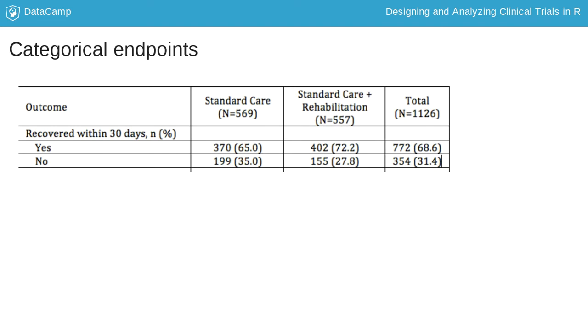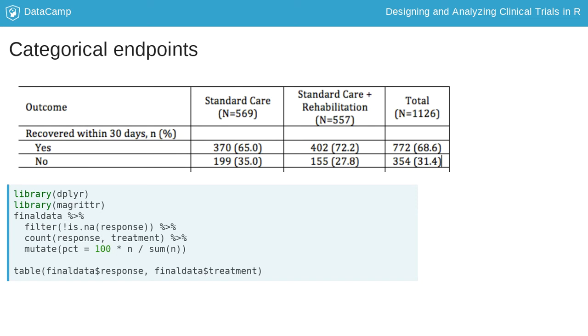In a trial comparing 30-day recovery rates for different post-operative care regimens, the endpoints could be based on a binary outcome. The patient did or did not recover within 30 days. This type of categorical data would be summarized by the number and percentage of patients in each category. There are many ways to generate this information, including the summarize or table functions.